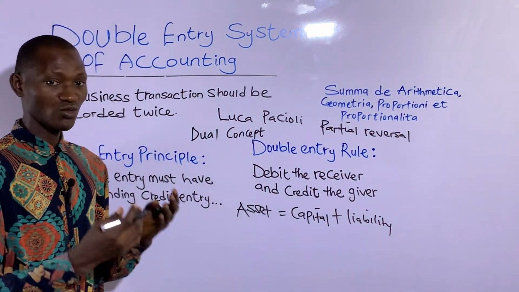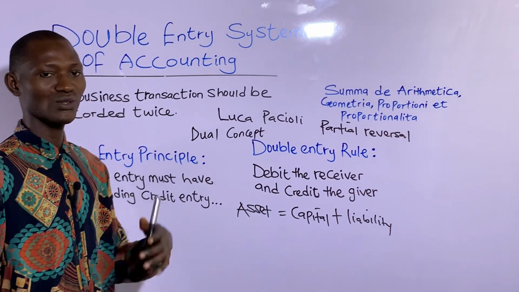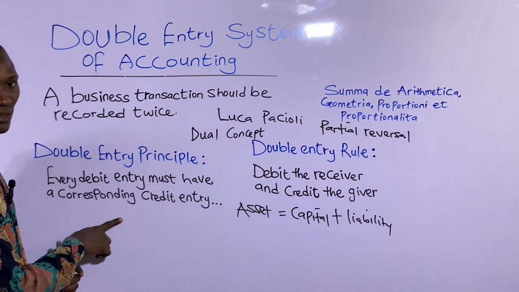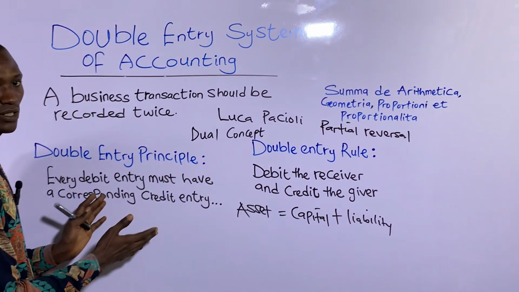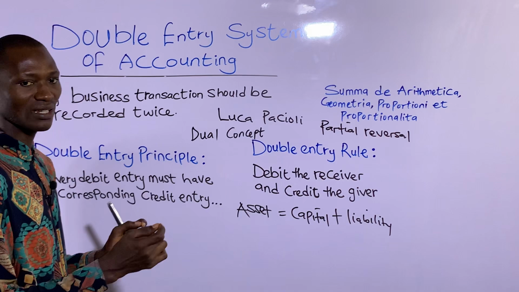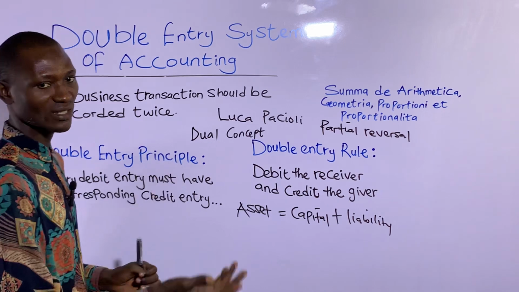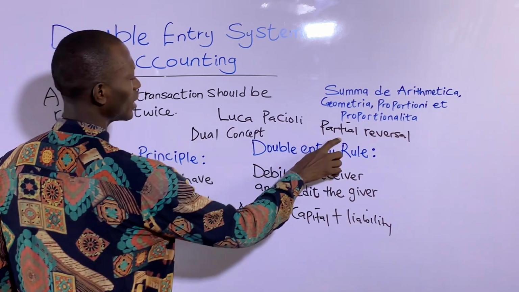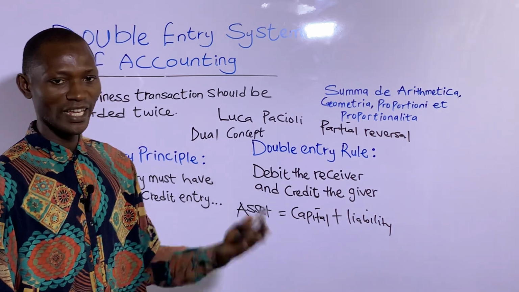When in a transaction you are debiting one account twice or you are crediting one account twice, that's an error, and that means you have violated the double entry principle, which states that if you are debiting one account, you must credit the other account. So when you are debiting twice or crediting twice in a transaction, you have committed an error called error of partial reversal of entry.